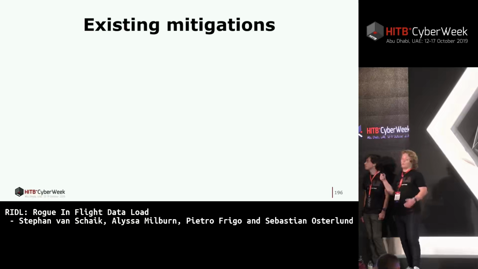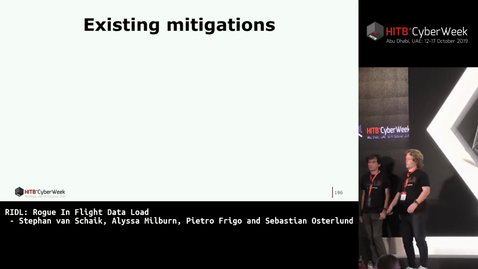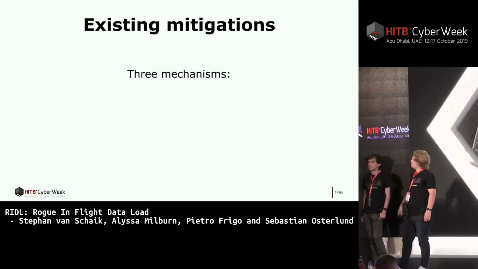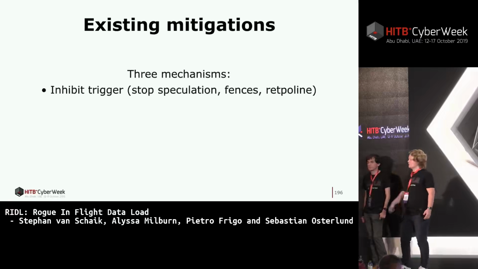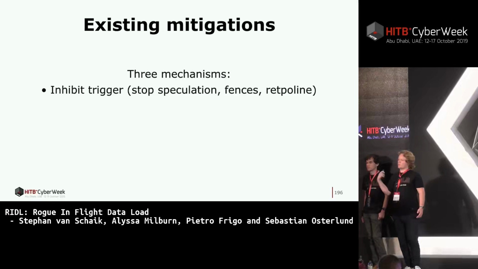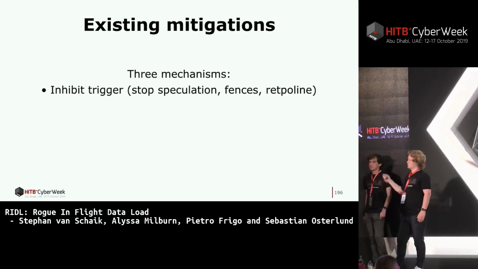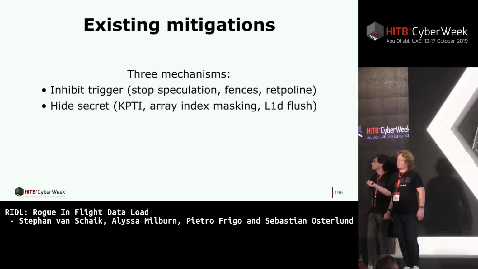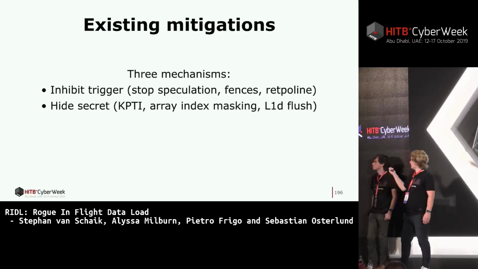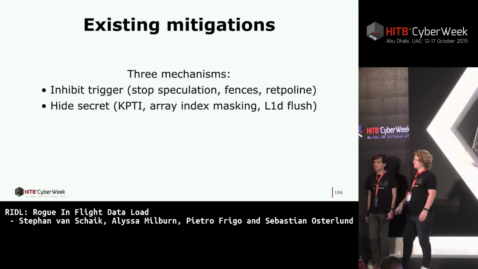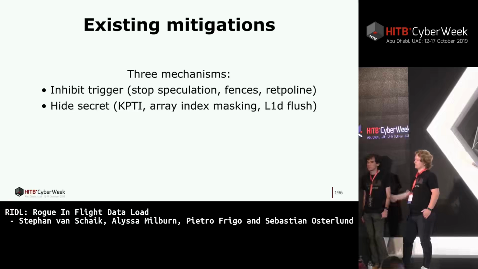So let's talk a bit about existing mitigations for speculative execution-based attacks. Basically there are three mechanisms. The first one is to inhibit the trigger, which is to stop speculation: add fences, and retpoline. These work to stop speculation, but you have to manually insert these fences all over the code, and it also can hurt performance a lot. The second one is to hide the secret. This is something like KPTI that Stephan discussed, array index masking, and flushing the caches. So you hide the data so that these attacks can't access it.